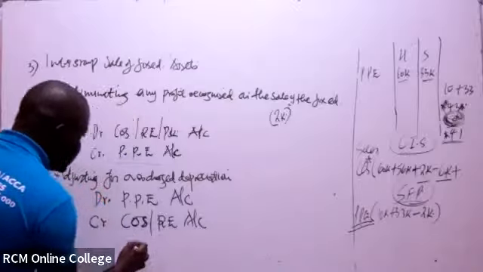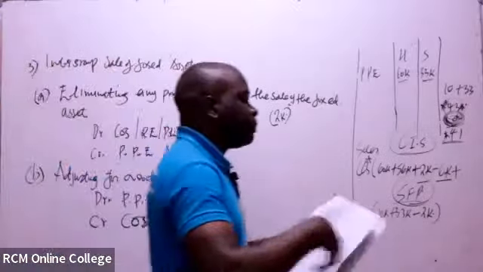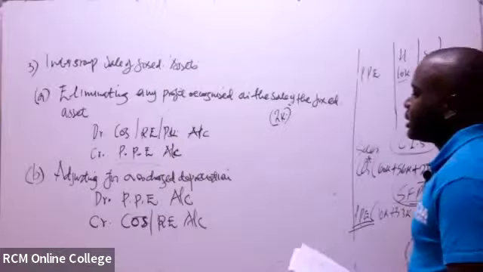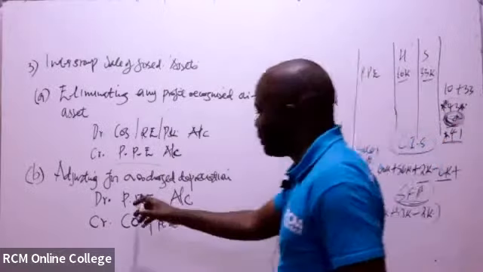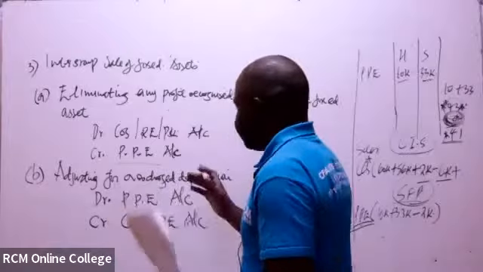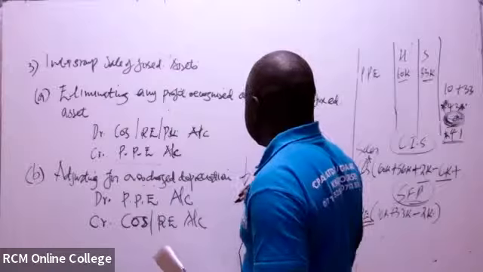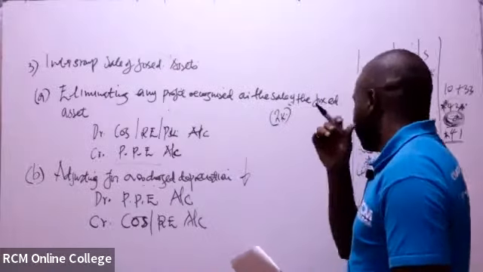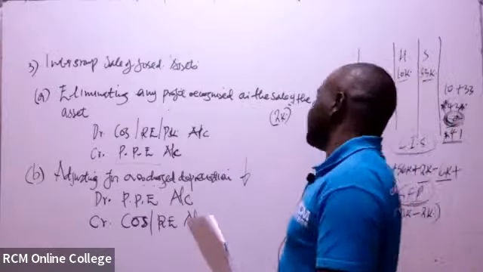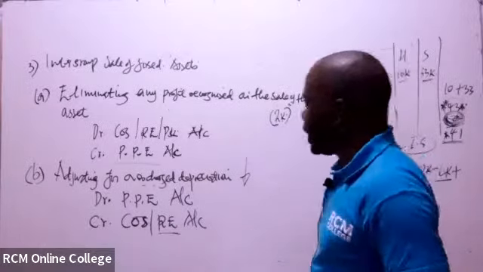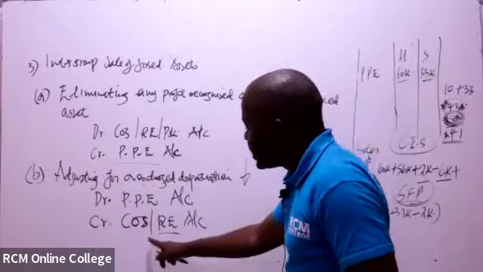Because if you correct an overcharged depreciation, it increases your profits. When you overcharge, it means it reduces your profits. An overcharged depreciation basically reduces your profits. But to correct it, you need to return it back to the retained earnings or the profit account. So you credit, or you can say credit cost of sale.